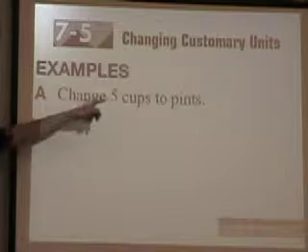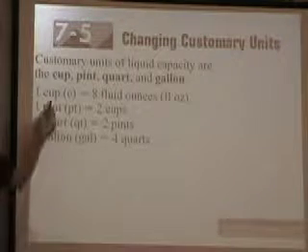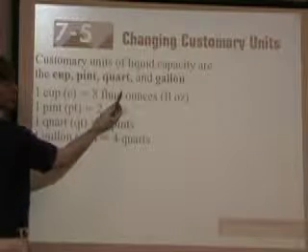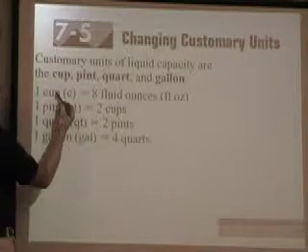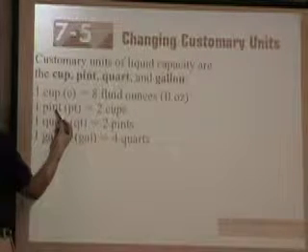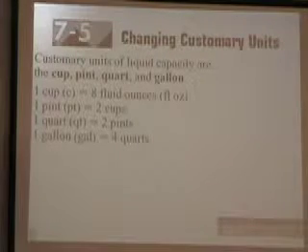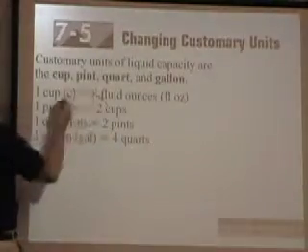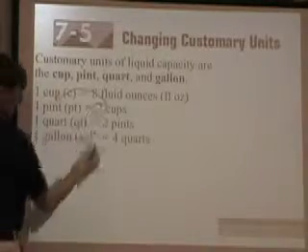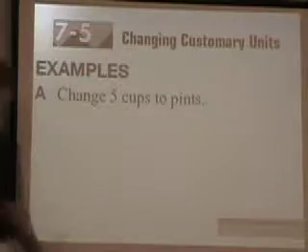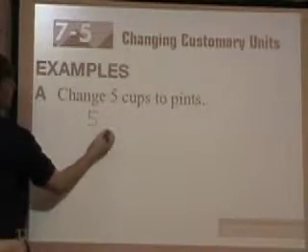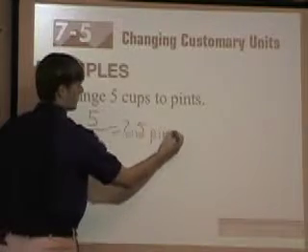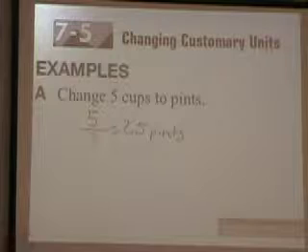Alright, so this one says change 5 cups to pints. Now we can look right here. To go from a cup to a pint, we have to first go from a cup to ounces, and then from ounces to a cup, and then go from that to pints. So they gave us 5 cups, and they want pints. We're going from right to left, cups to pints, so we're going to divide by 2. We have 5 cups, we divide it by 2, and that gives us 2.5. So 5 cups is 2.5 pints. Remember, if you're going right to left, you divide, left to right, you multiply.